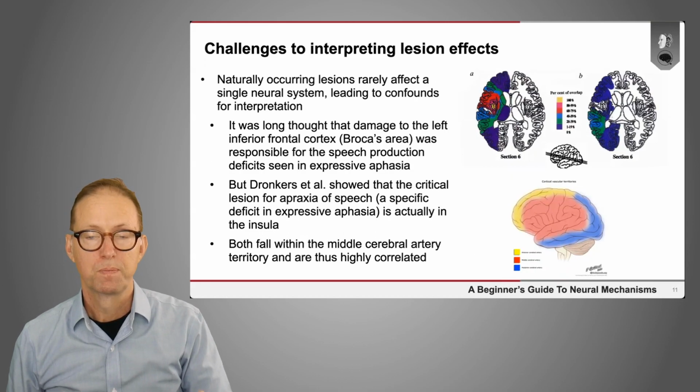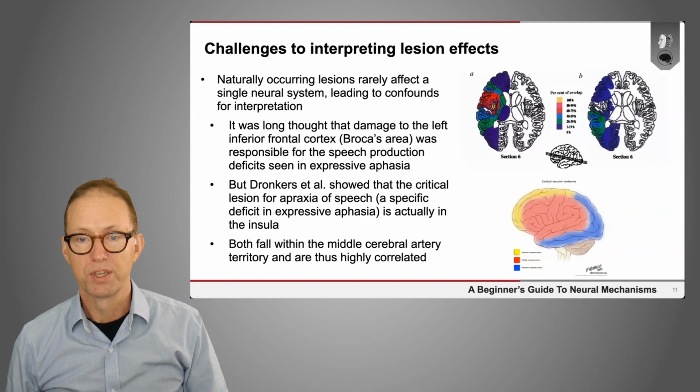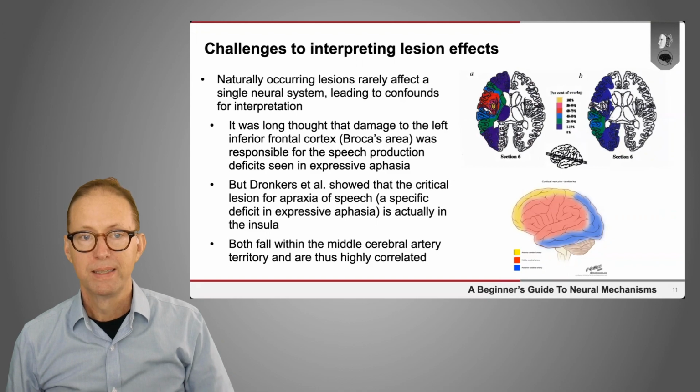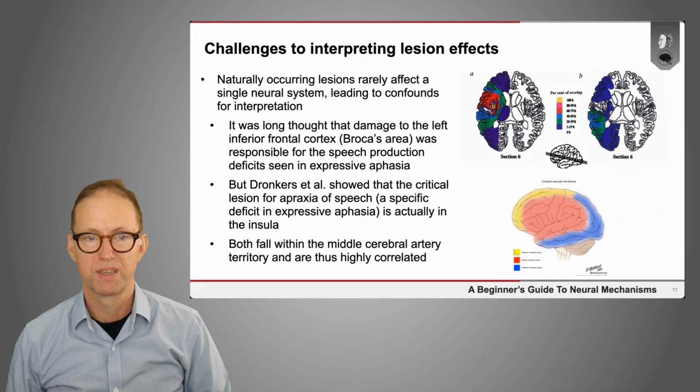And in particular, we have to rely on nature to create the lesions that we're going to study. And often they're very large lesions, which can lead to confusion about what's going on. So for example, it was long thought that damage to the inferior frontal cortex in the left hemisphere was the lesion that was responsible for the speech production deficits that are seen in what's called Broca's aphasia.